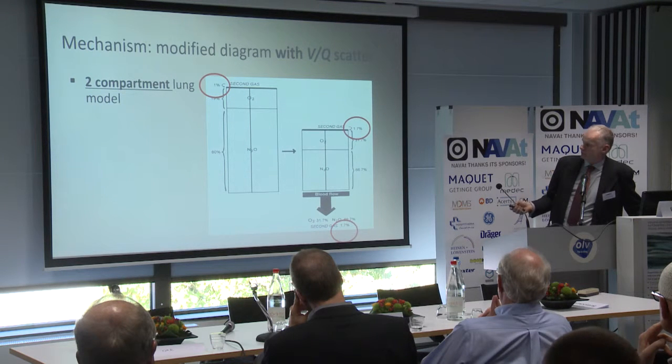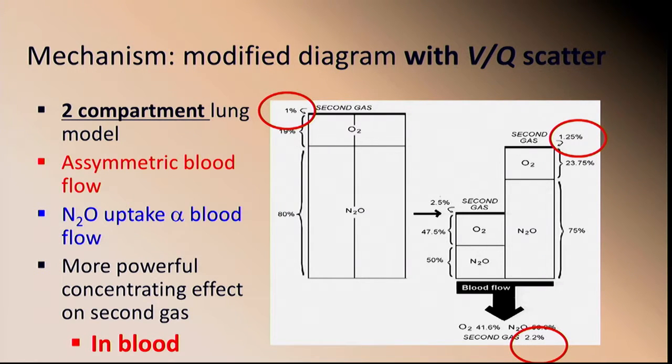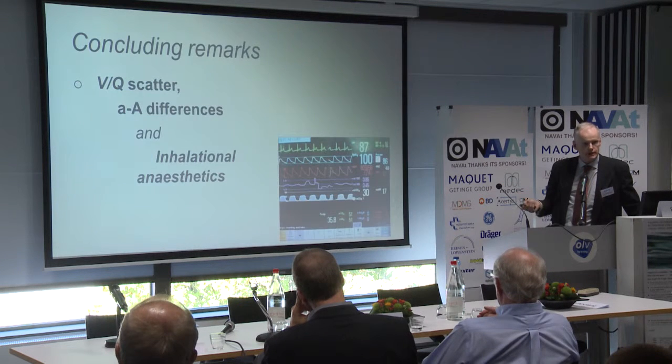And let's then distribute the blood flow unevenly between those two compartments and let the uptake of nitrous oxide follow the blood flow. And what you end up with, with some simple arithmetic, is just what we've shown with our complicated model: a more powerful concentrating effect in blood leaving the lung than what's reflected in the alveolar gas. So you can use sophisticated computer models, or you can do it very simply on the back of an envelope like I've done here and predict the same effects, at least qualitatively.